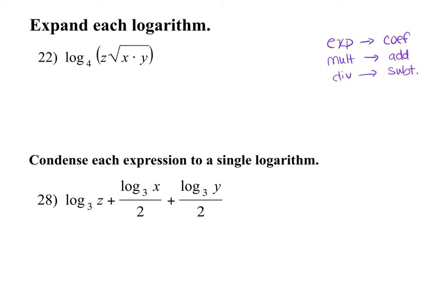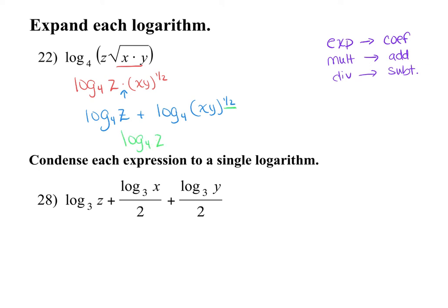The first thing I'm going to do is rewrite the guy so that this becomes an exponent. So log base 4 of z times this whole group raised to the 1/2. I am going to expand this by addition. So I'm going to say log base 4 of z plus log base 4 of xy to the 1/2. All right. I am going to now move this exponent out. Log base 4 of z plus 1/2 log base 4 of xy.